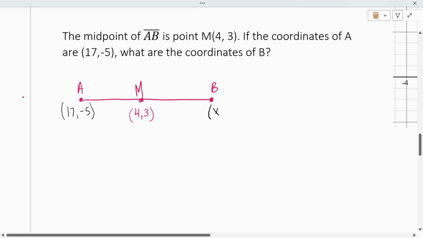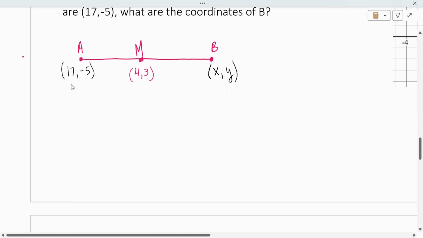We don't know the coordinates of B, but I'm going to call it X and Y. I'm not even going to call it X sub 1. I'm just going to call it X, comma, Y, because we don't know that. So how do we go about finding the midpoint? Well, we take the two endpoints, we add the x's up, we find the average, right? We take the two y coordinates, add them together, find their average. So we're going to do the exact same thing.